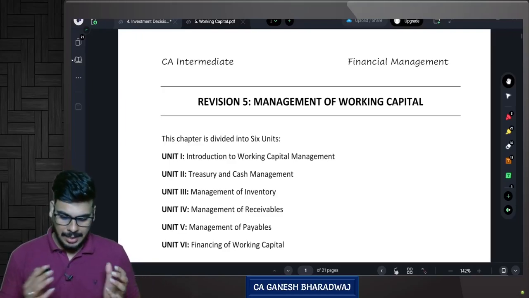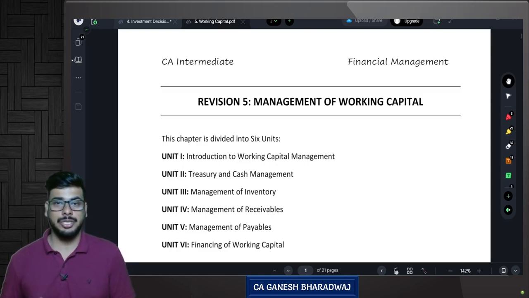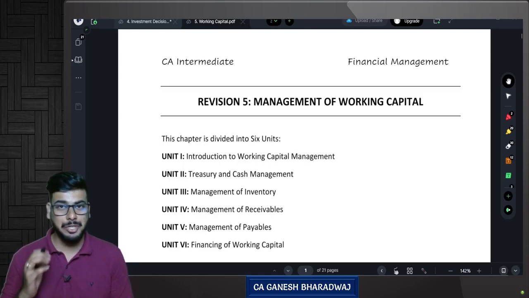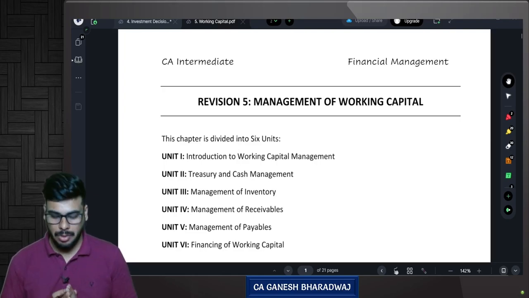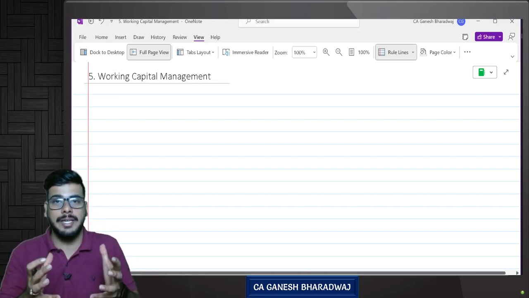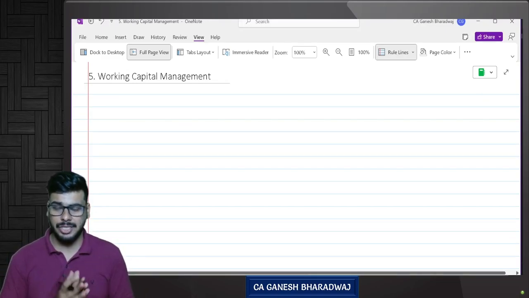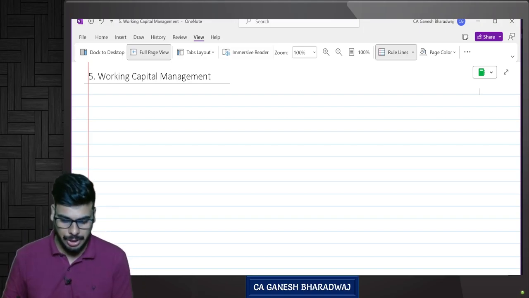So now let's get started with the revision of the fifth chapter, which is working capital, management of working capital. Now, what is this chapter all about? So as usual, let us first bring the context and let us see why we are studying this chapter, and then we will proceed into the technicalities of this particular chapter.